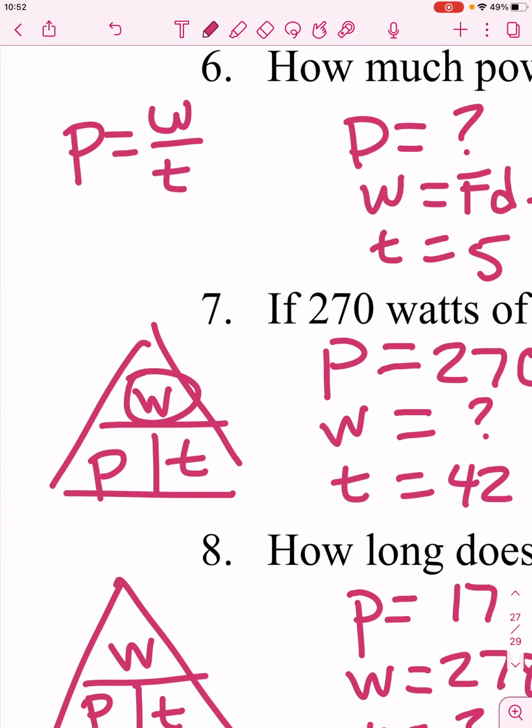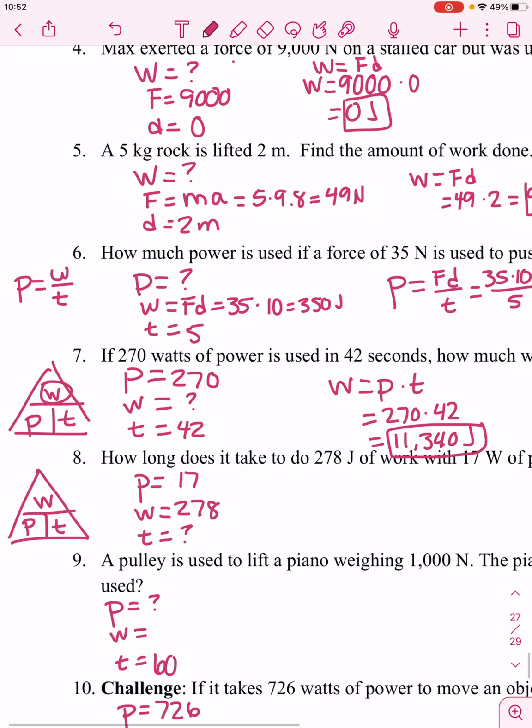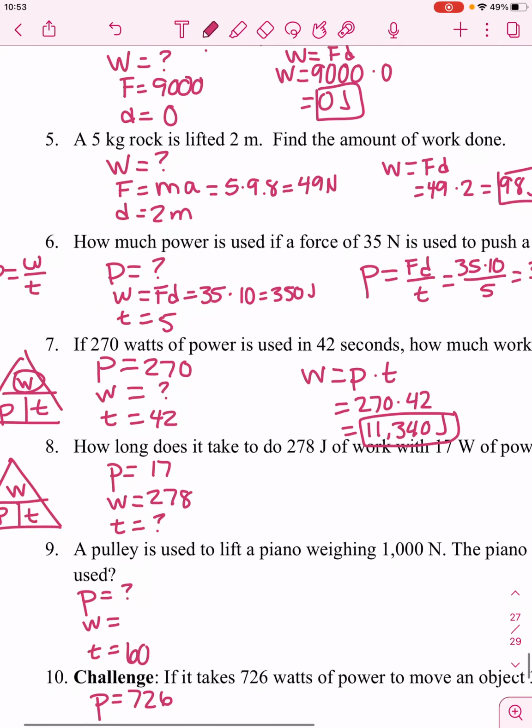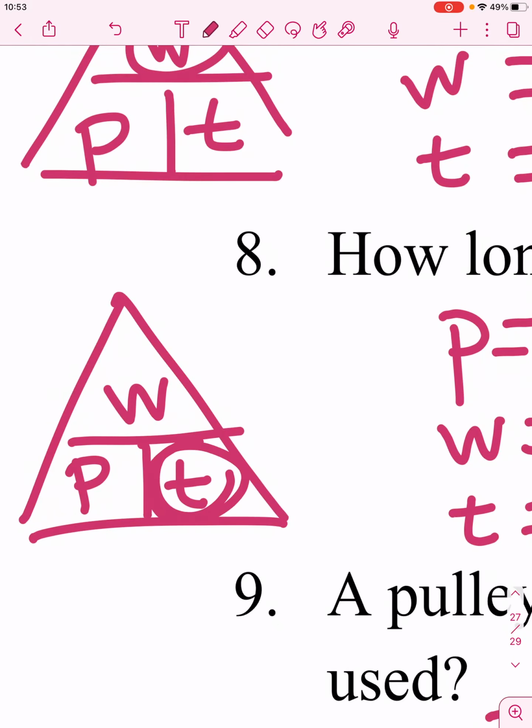So again, I know it's going to be a power one. So I'll plug in my P. I got my W, and I just need my time. So I'm just looking at the triangle here, solving for time. So time is going to equal W divided by P. Time equals W divided by P.